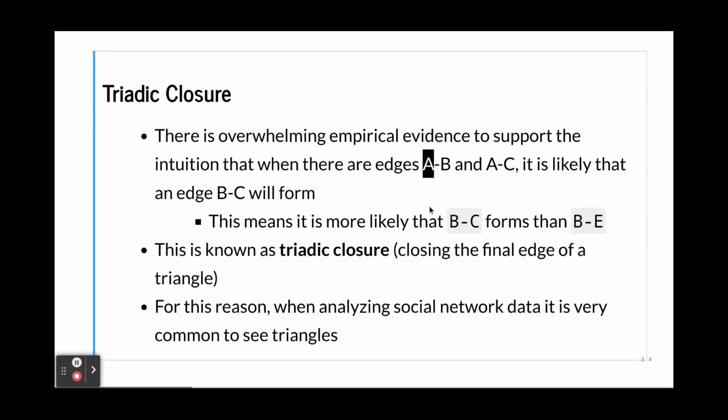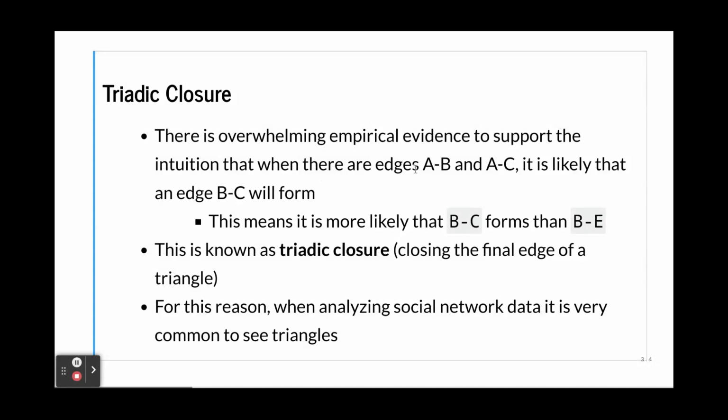And because of this common friend, we say that B and C are likely to end up forming some sort of relationship, which would be represented by an edge between their nodes. However, when we think about B and E, they don't have any common friends or any common edges. And so it's less likely, especially in a social setting, to think that B and E would become friends. They just don't know the same people. So the opportunities for them to socialize are lower than people who have common friends.